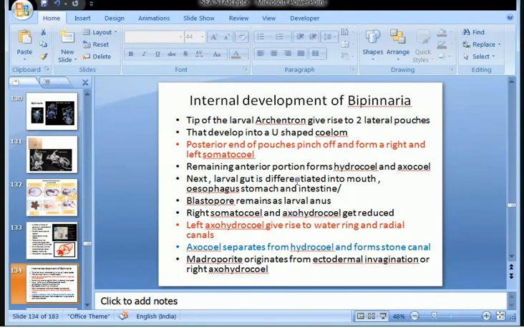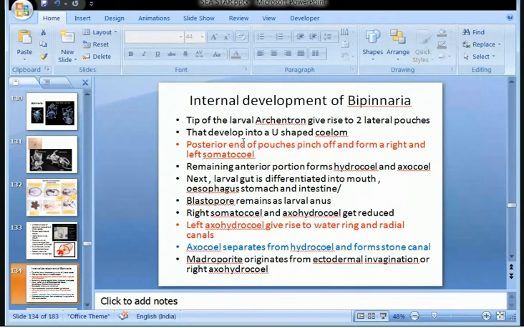The larval gut is differentiated into mouth, esophagus, stomach, and intestine, as we have seen in some previous picture. Initially, there is just a primitive gut, which is called archenteron. Then later, it is differentiated into mouth, esophagus, stomach, and intestine. The blastopore remains as the larval anus.